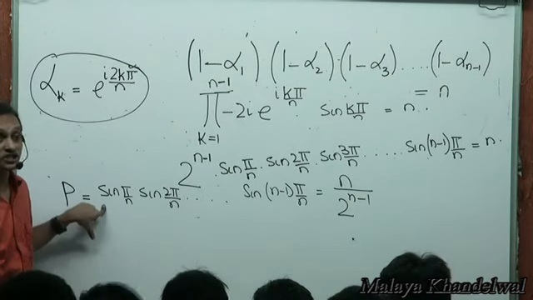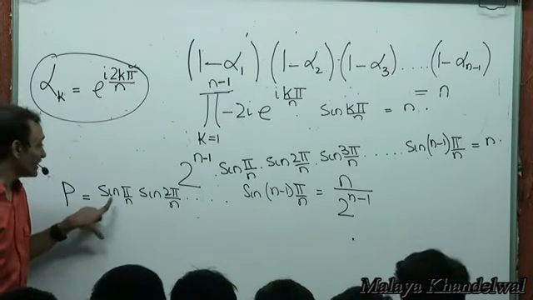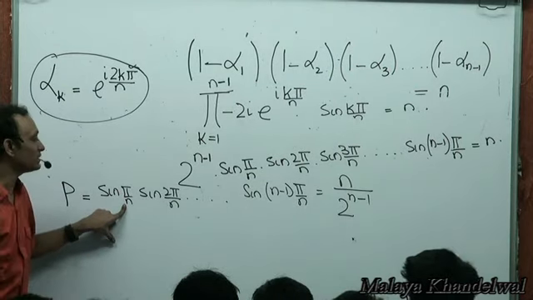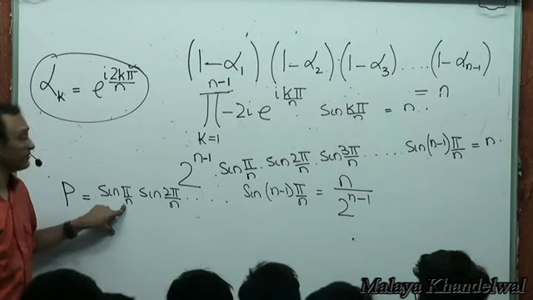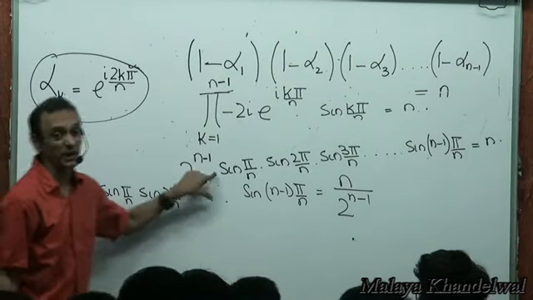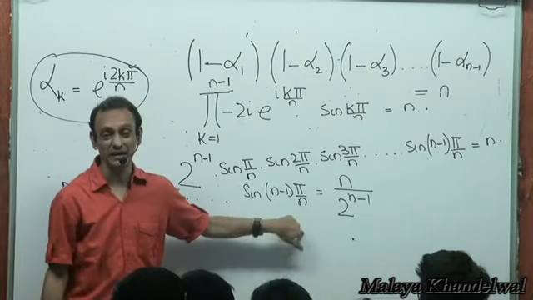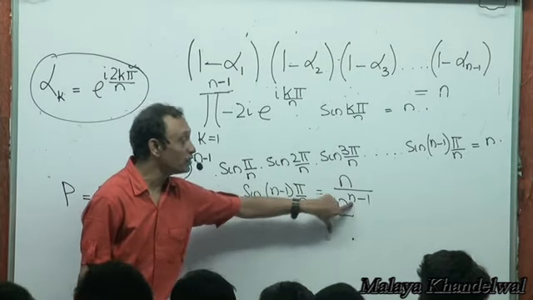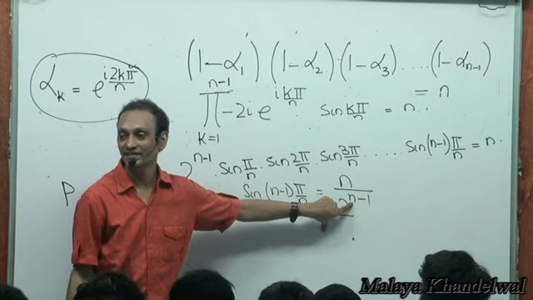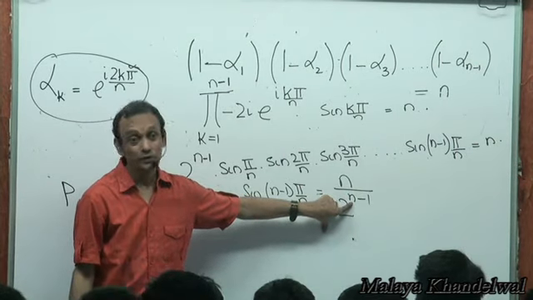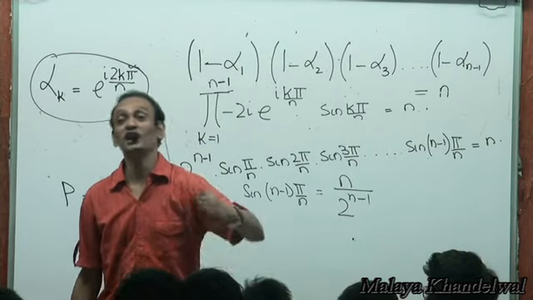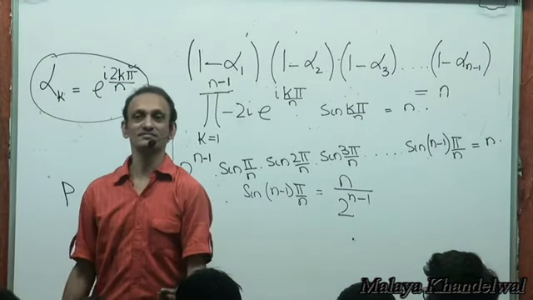Again, go back to your dusty trigonometry books. They'll very often say, find the value of sine pi by 11 into sine 2 pi by 11 into sine 3 pi by 11 and so on up to sine 10 pi by 11, which equals, let's say, 11 by 2 to the power 10. Right? Try doing this with trigonometry alone. It'll be nothing less than getting bamboozled.